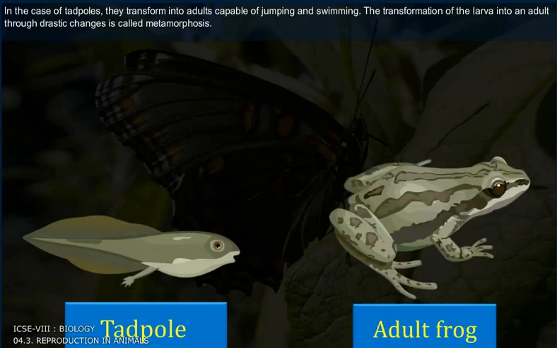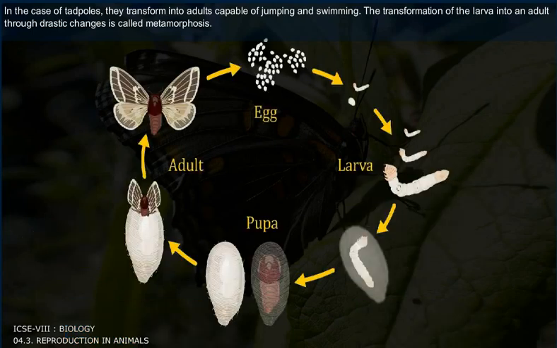In the case of tadpoles, they transform into adults capable of jumping and swimming. The transformation of the larva into an adult through drastic changes is called metamorphosis.